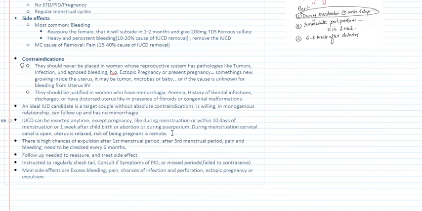So contraindicated when there is a mass inside the genitalia, tumor, infection, ectopic pregnancy history, present pregnancy, something new is growing inside the uterus. Just think that. Okay, tumor, microbes, baby, or if the cause is unknown for the bleeding, before ascertaining the cause of the bleeding, you should not insert anything inside the female genitalia.